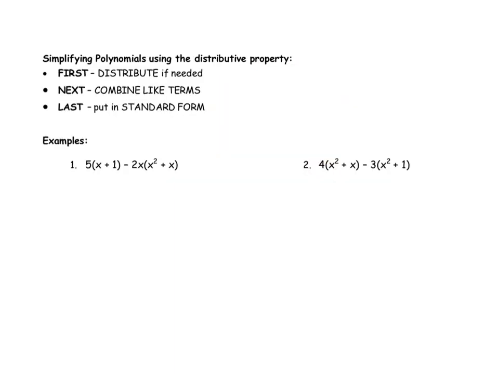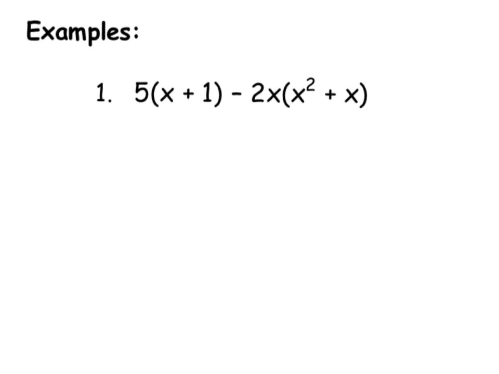Now that we've reviewed the distributive property, we can use this property to simplify polynomial expressions. So our steps for simplifying polynomials are: first we distribute if we can, then we combine our like terms, and finally we put our polynomial in standard form. So let's take a look at this first example. I have the 5 in front of the parentheses, which means I'm multiplying this 5 by the x and the positive 1.